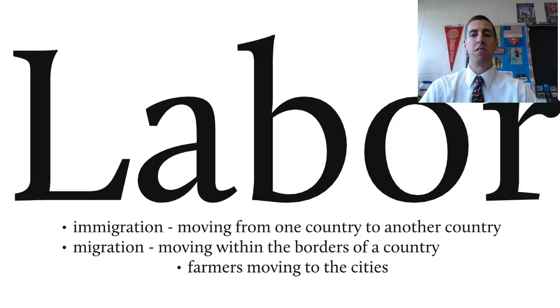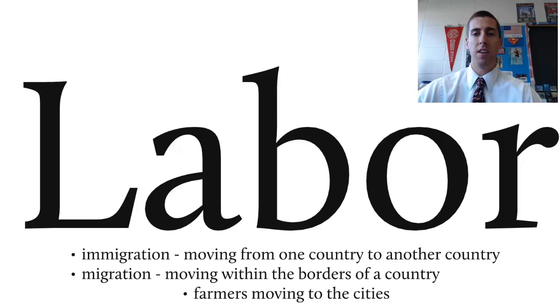Immigration, you can see on the screen, is moving from one country to another. And this is to differentiate from the term migration, which is moving within the borders of a country. So when we get to the Great Depression, we're going to talk a lot about migrant workers. When the Depression struck in the United States, we had a lot of people, such as farmers, who would move from one state to another looking for more fertile land. An immigrant is someone who crosses borders of countries. So a lot of labor is coming from immigrants.